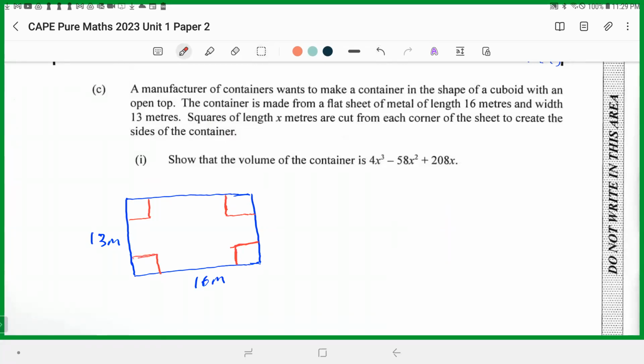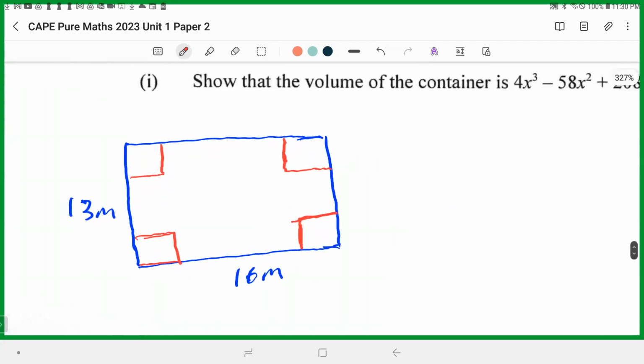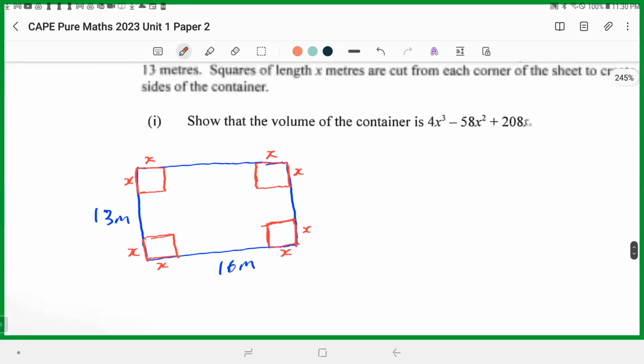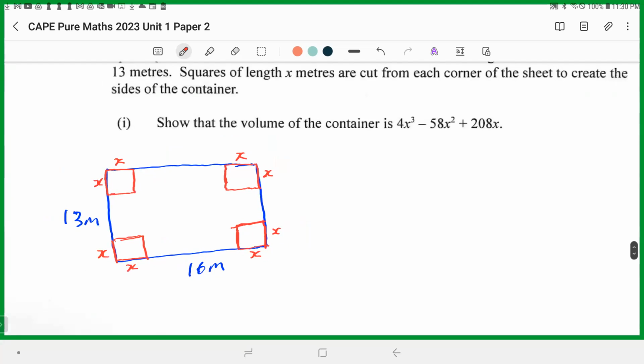All of these corners are gone. This is gone, which I'm marking out in red. You cut out those, and each is x by x. So when you cut that out, what are you going to have left? You're going to have the net of the container. You're going to have something looking like this left.